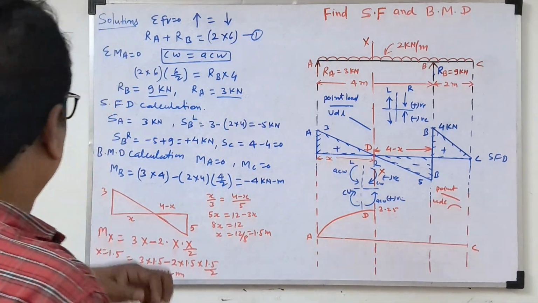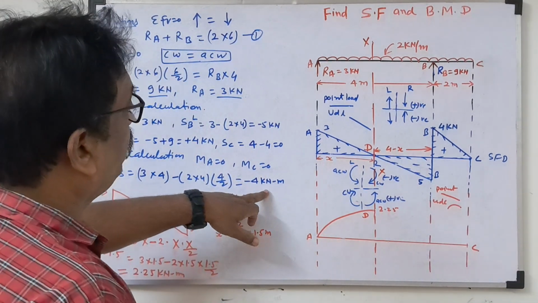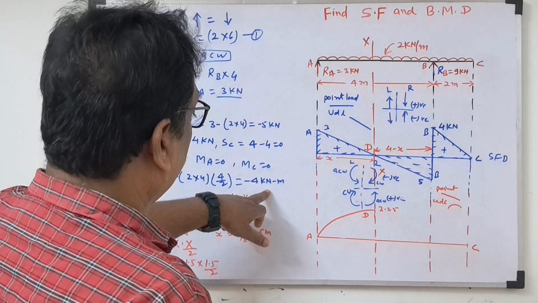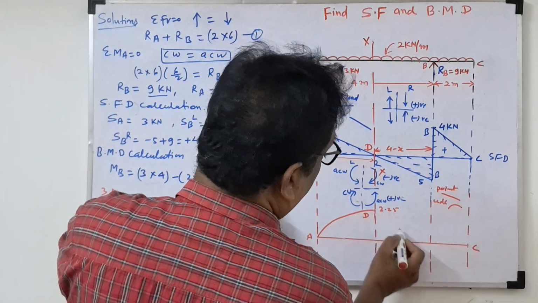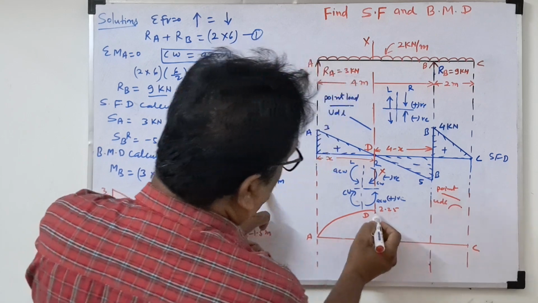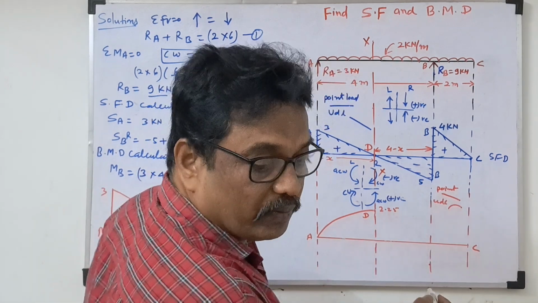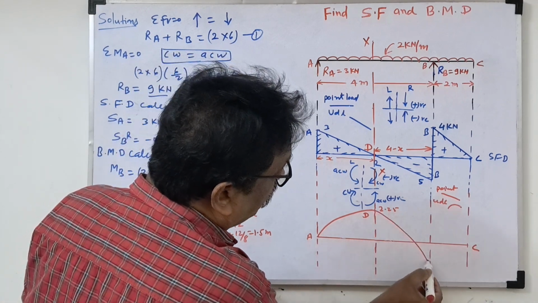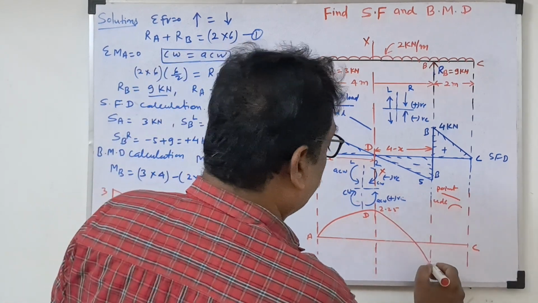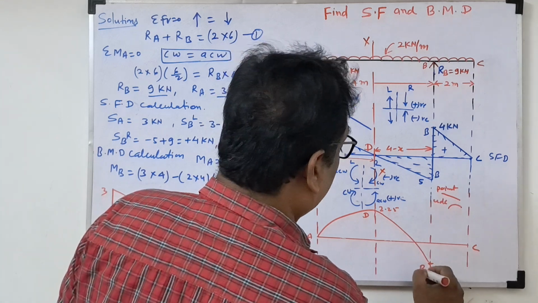Now, the bending moment at B. How much? Minus 4. So it will come minus 4, and it will be a curved line only. It will come to minus 4. This point is B.